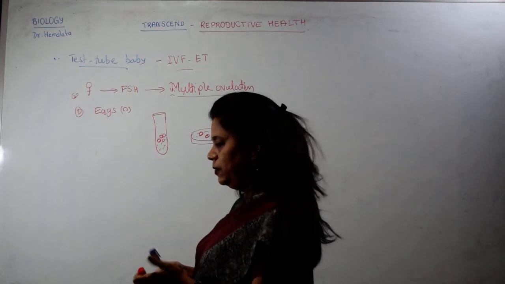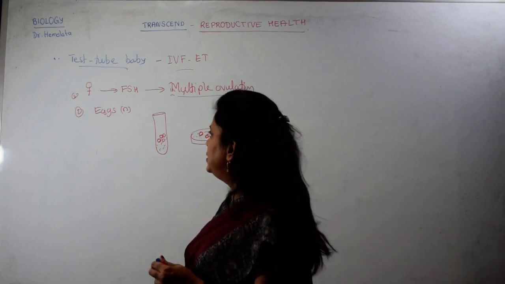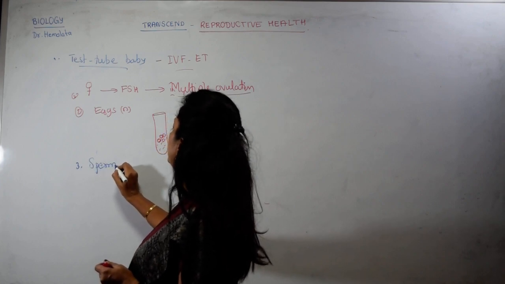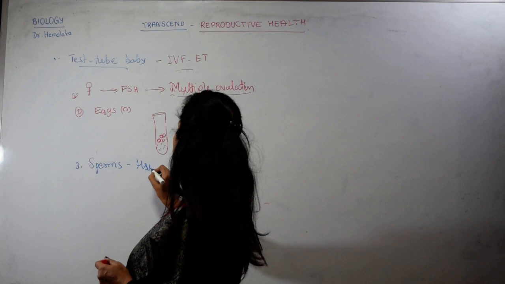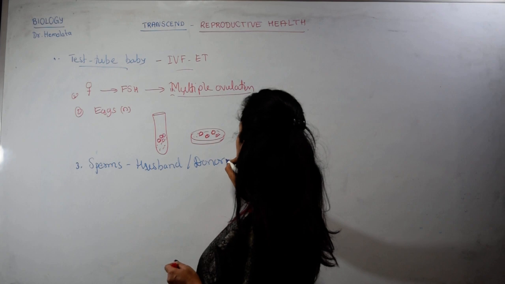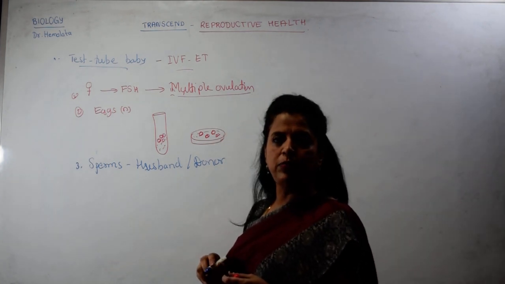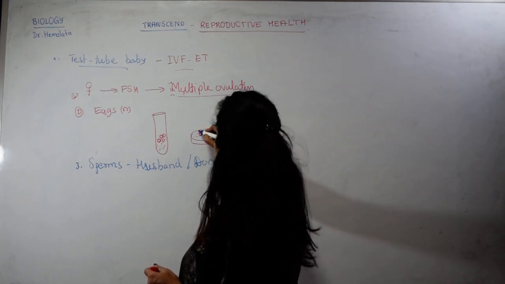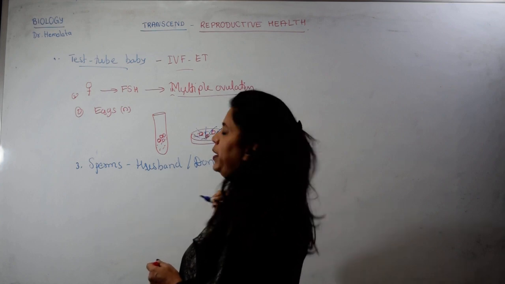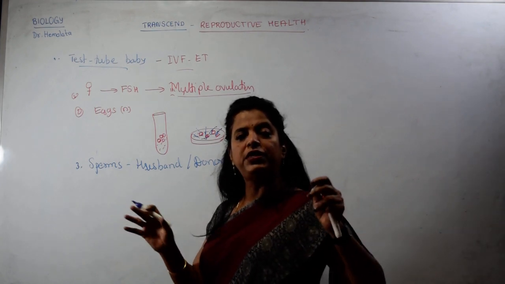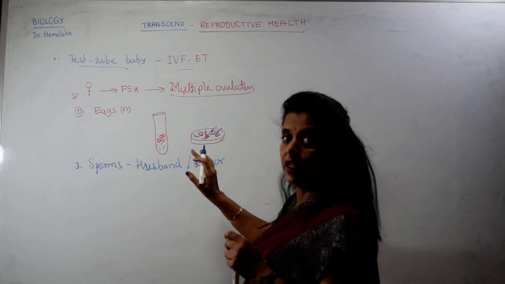Then afterwards, once the egg growth completes, the third thing is they extract the sperms from the husband or the donor, because it depends upon whether the husband has viable sperms or not. Once the sperms are collected, the healthy sperms are transferred to the eggs present in the petri dish. All of this happens in a controlled environment, meaning the temperature and pH are controlled because it is in lab conditions.